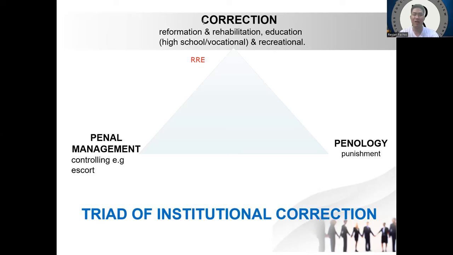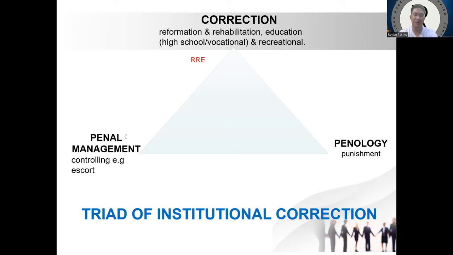So take note, class, correction is in charge of and focused on the reformation, rehabilitation, and education of the offenders or our prisoners. That is composed of high school, vocational, education, and of course, they have recreational activities. Remember, for correction, the acronym to follow is RRE: Reformation, Rehabilitation, and Education.